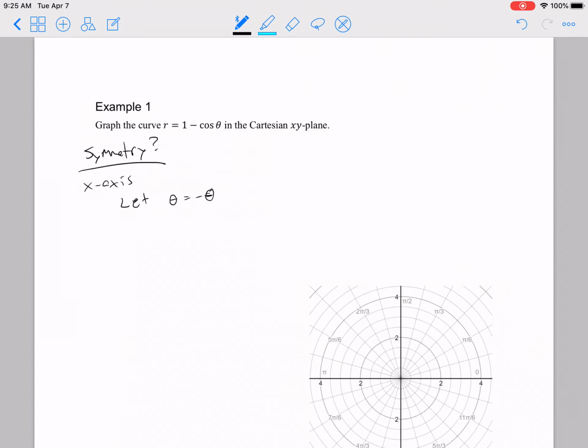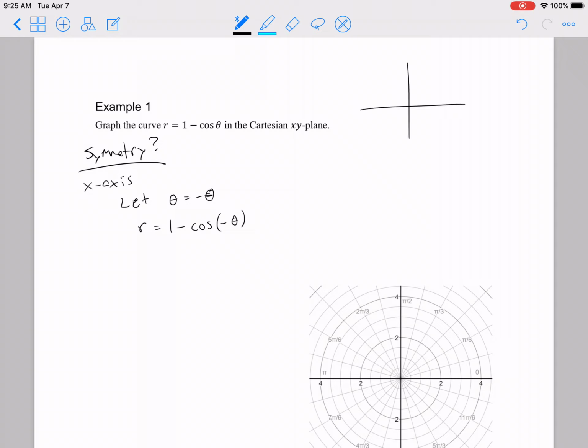So let theta equal negative theta, and we have r equals 1 minus cosine of negative theta. And if you remember, cosine of negative theta is actually just equal to cosine of theta.